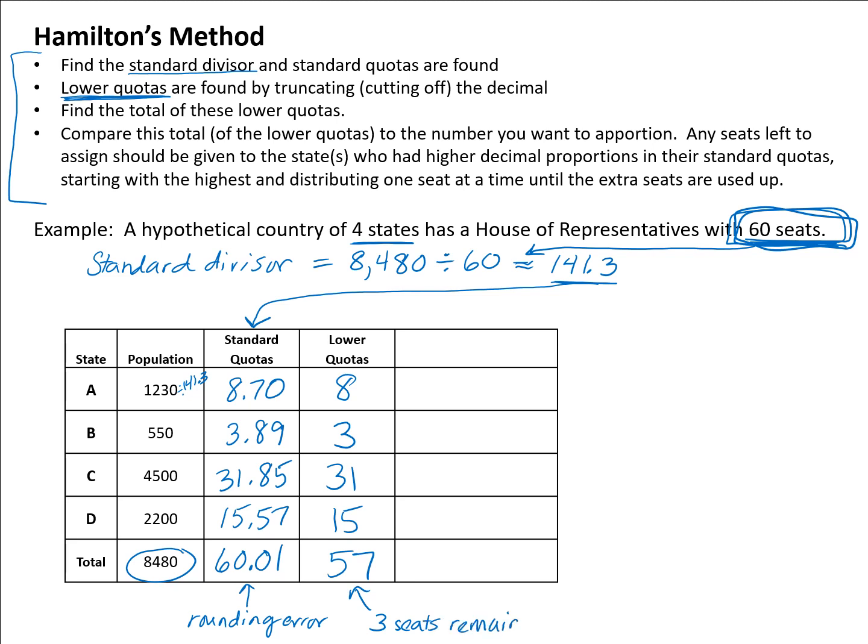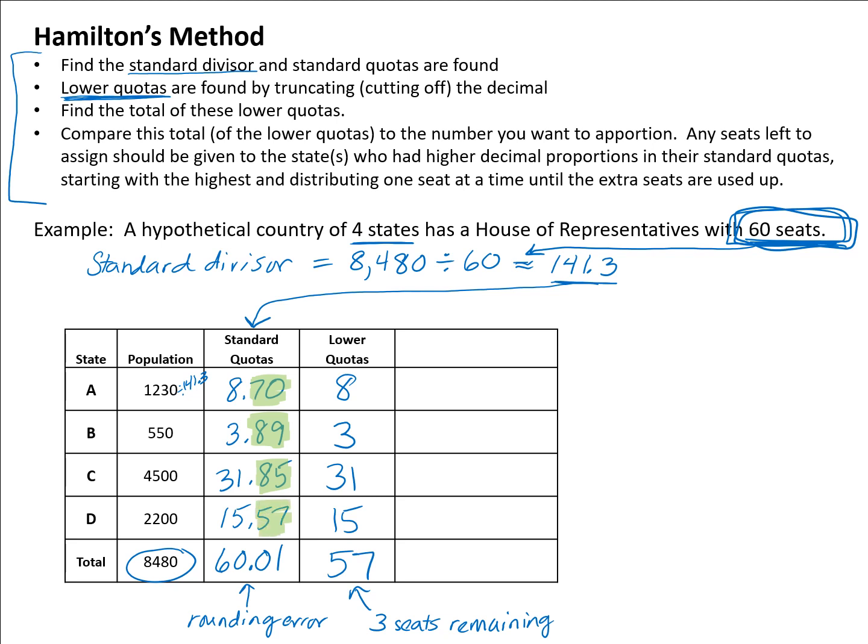With Jefferson's method, we use this complicated system of a modified divisor to recalculate everything. Hamilton's is much simpler. Hamilton just says, let's take advantage of the information we already have. Let's look at the decimals involved in our standard quotas. So it goes back to the standard quota and looks at the decimals. The decimal on state A was 0.70. State B, it was 0.89. On state C, it was 0.85. And on state D, it's 0.57.